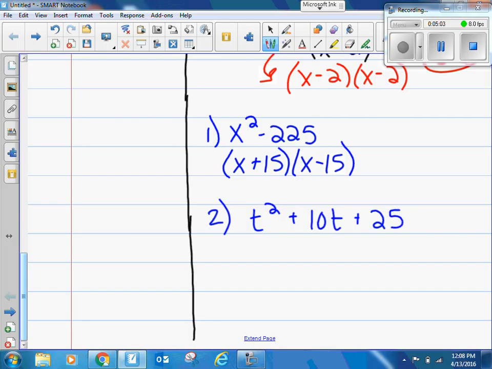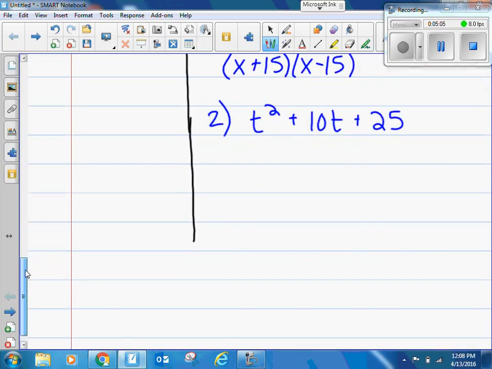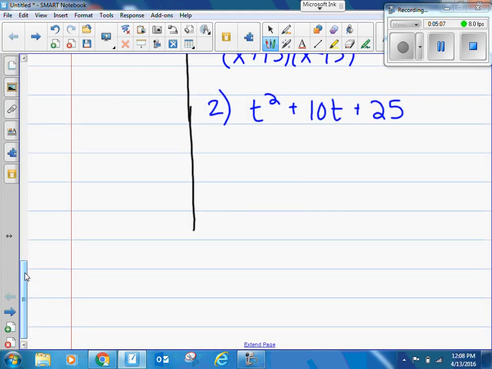So to factor this, I'm going to use the pattern for the perfect square trinomials, and that's going to be t plus 5 squared. The square root of t squared is t, the square root of 25 is 5, and if you notice, 2 times 5 is 10, times t is where this 10t comes from. This is 2ab: a is t, b is the square root of 25, which is 5, so that's where you get that middle term. A couple more examples.